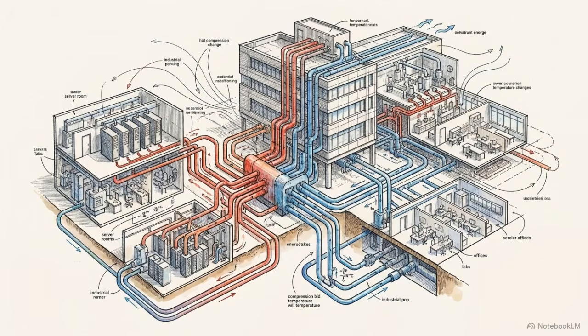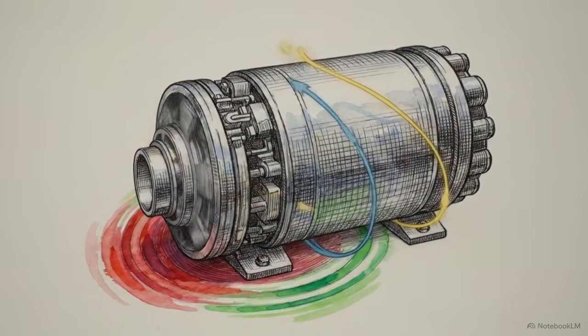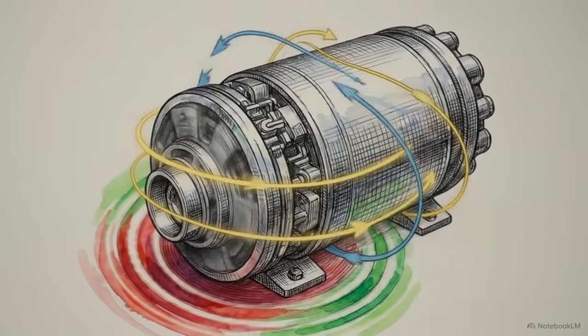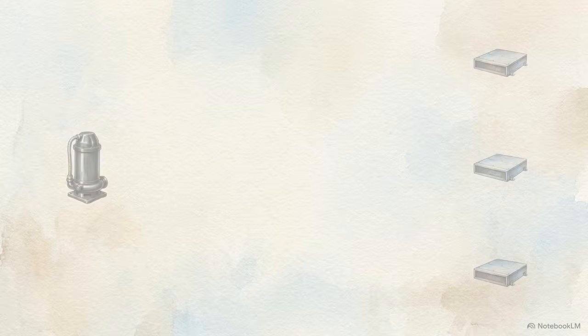To move past the limitations of rigid on-off equipment, decentralized architecture evolved into variable refrigerant flow, or VRF, networks. The core of a VRF system is an outdoor variable speed compressor. Instead of running at a fixed output, it actively modulates its frequency based on real-time suction pressure and changing mass flow demands. Look at this schematic linking the central compressor to multiple indoor fan coil units.